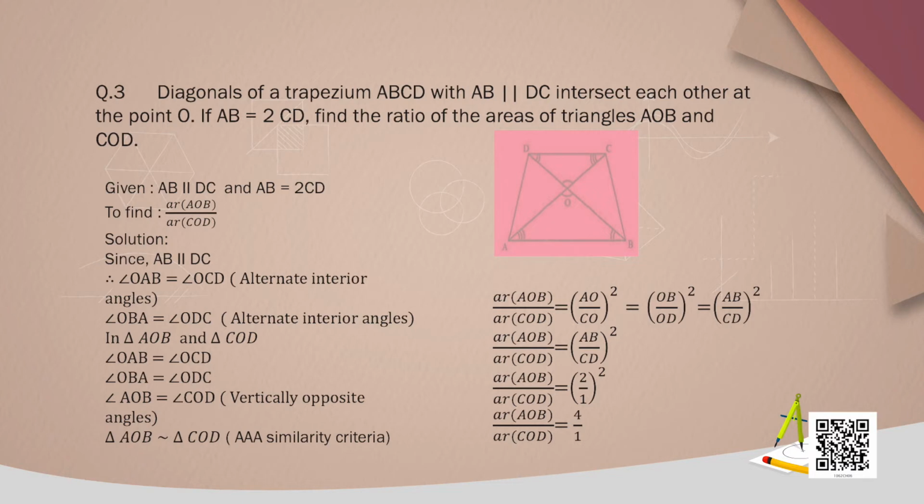So, now let us take the third example. In example number three, the diagonals of a trapezium ABCD in which AB is parallel to DC intersect each other at O. You can see they are intersecting at point O. The other thing which is given to you is that AB is twice of CD. You need to find out the ratio of the area of triangle AOB, this triangle, upon area of triangle COD. These two things we have to check.